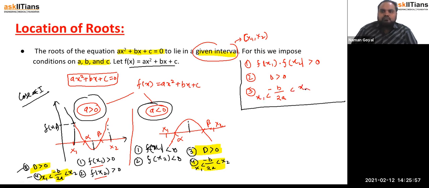Okay, so these conditions are for when the roots of a quadratic equation ax square plus bx plus c lie in a given interval. In this we can take the interval as x1 x2. The interval can be anything, either from 2 to 3, minus 1 to minus 2, anything. For this, we impose the conditions on a, b, and c. Okay, let f of x be equal to this.